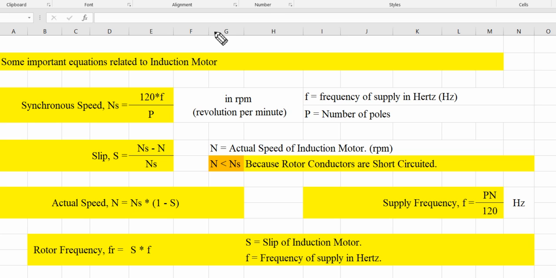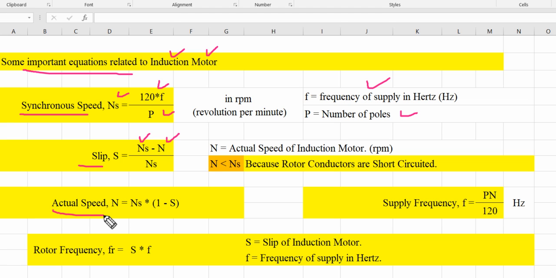In the previous session, we discussed one problem related to the induction motor. Now we can discuss another type of problem, so we should have a glance at some related equations. The synchronous speed Ns is equal to 120f divided by P, where f is the supply frequency and P is the number of poles. Then slip, s is equal to (Ns minus N) divided by Ns.